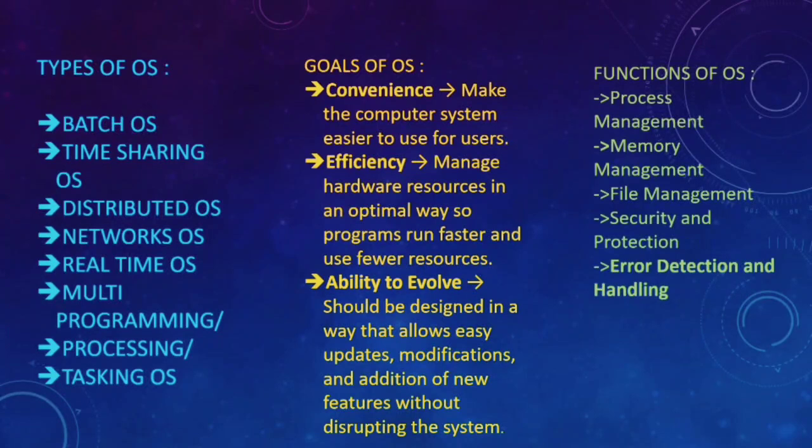After that, we have the main functions of operating system. Process management handles multiple processes, schedules them, and allocates them. Example, listening to music while browsing. Next is memory management. Allocates memory to programs and frees it when not needed. Example, running a game while browsing together. File management. Create, delete, read, and organize files in storage. Next is security and protection. Provides password, authentication, and protects processes from unauthorized access. Last but not the least, error detection and handling. Detects hardware or software errors and takes action. Example, showing a printer error or recovering from a crash.